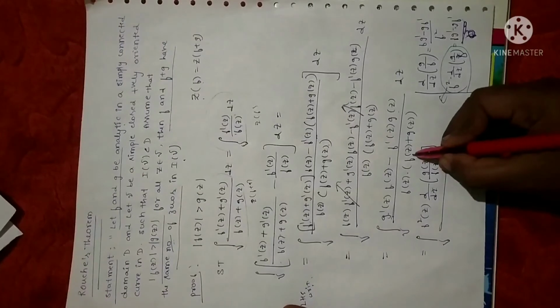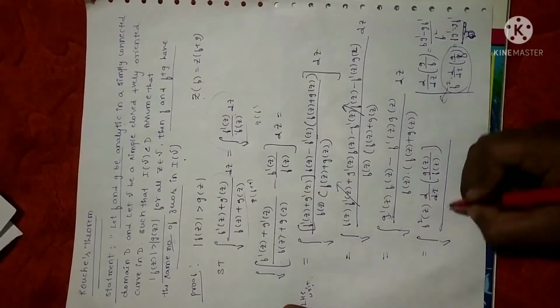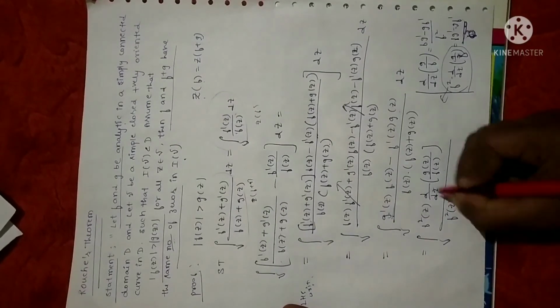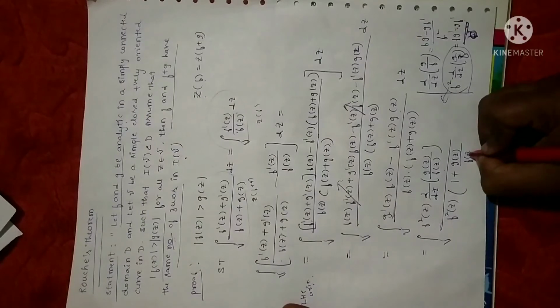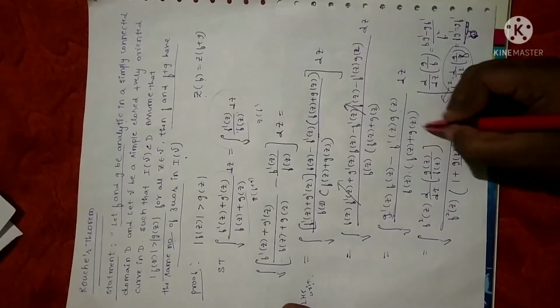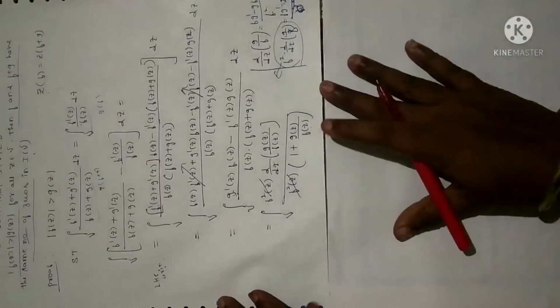So in the denominator, I am going to take f as common. Anyhow, f is already there, so let me take one more f as common. So you will get f into f, which is f square of z, times 1 plus g of z divided by f of z. Why? Because we don't have f of z here, so we have to divide it. So this term gets cancelled. So what you're going to get is, I'll just continue here.